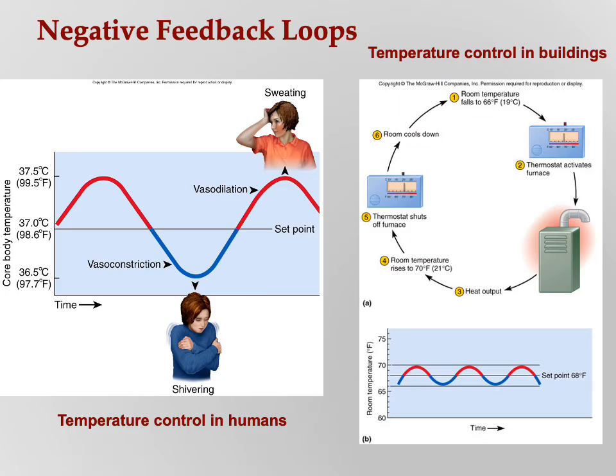All right. Here you see on the left, you're too cold, you shiver and you vasoconstrict. That brings temperature up. If you're too hot, you sweat and you vasodilate. That brings the temperature down, right? And on the right, you can see buildings work basically the same way. You've got the thermostat. If it gets too cold, the heater comes on. If it gets too hot, the air conditioner comes on. You've got your HVAC, all right?